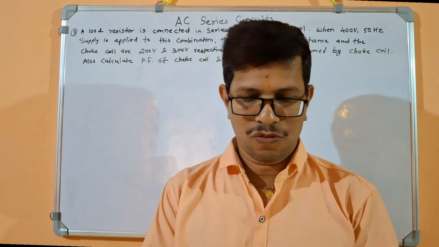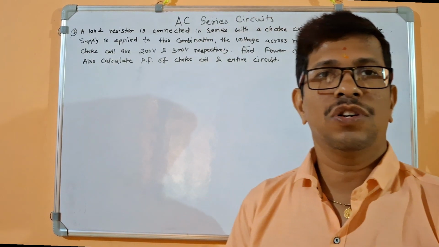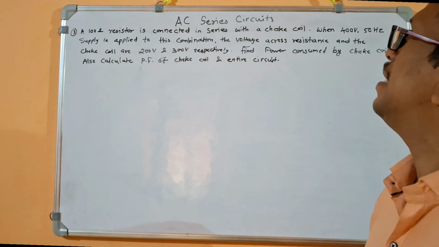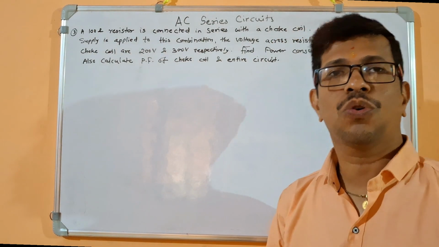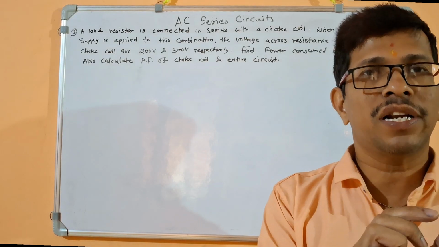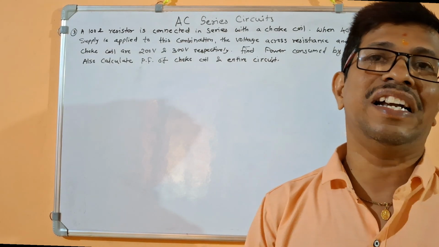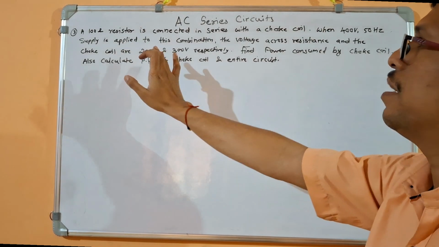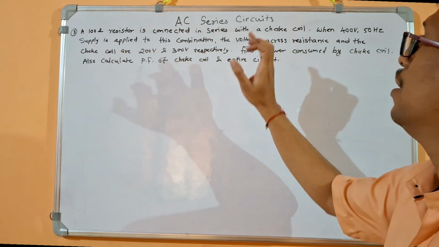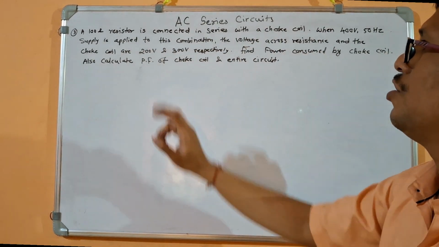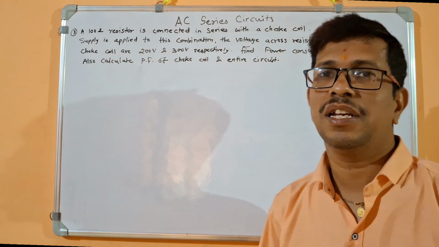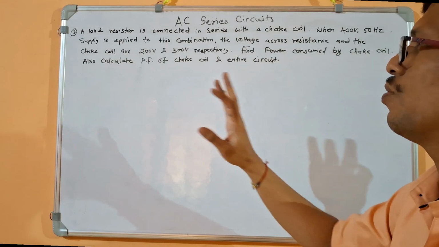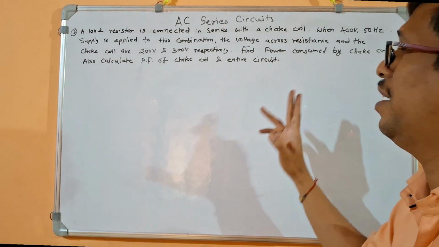Okay, let us solve one more numerical based on series circuit. A 100 ohm resistor is connected in series with a choke coil. Now this choke coil is nothing but a small resistance in series with one inductor. When 400 volt 50 hertz supply is applied to this combination, the voltages across the resistance and the choke coil are 200 volt and 300 volt respectively. Find the power consumed by the choke coil, and also calculate the power factor of the choke coil and the entire circuit.